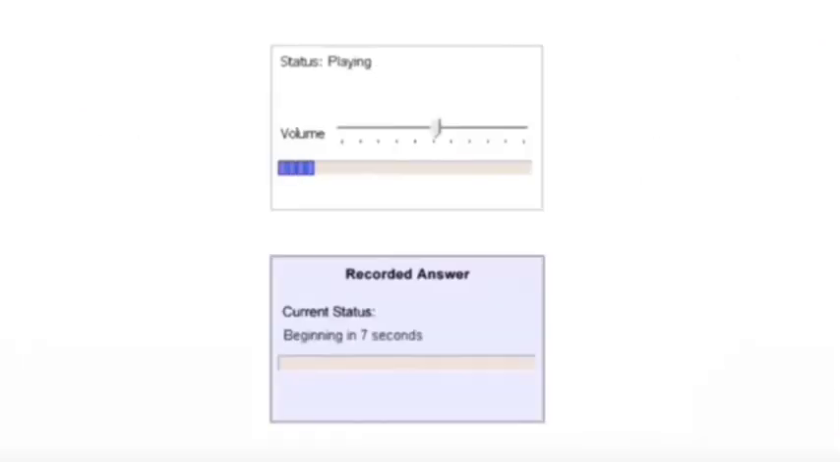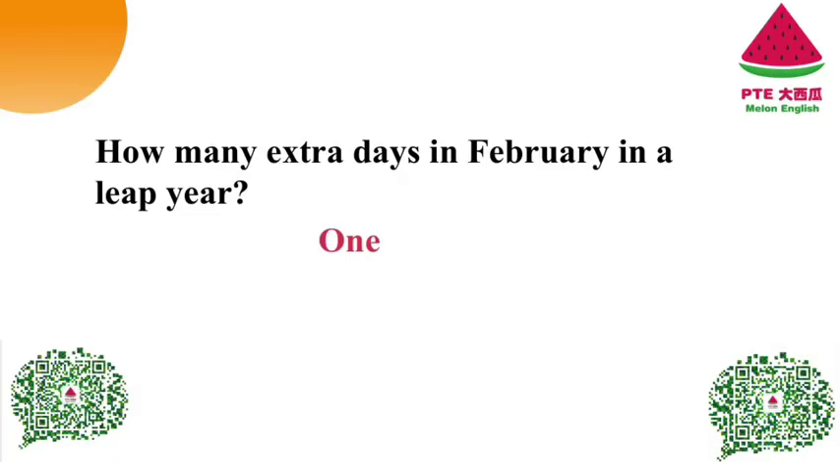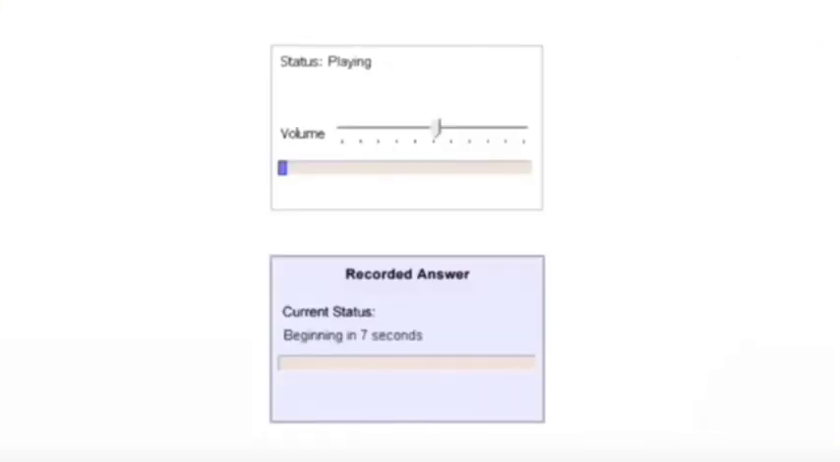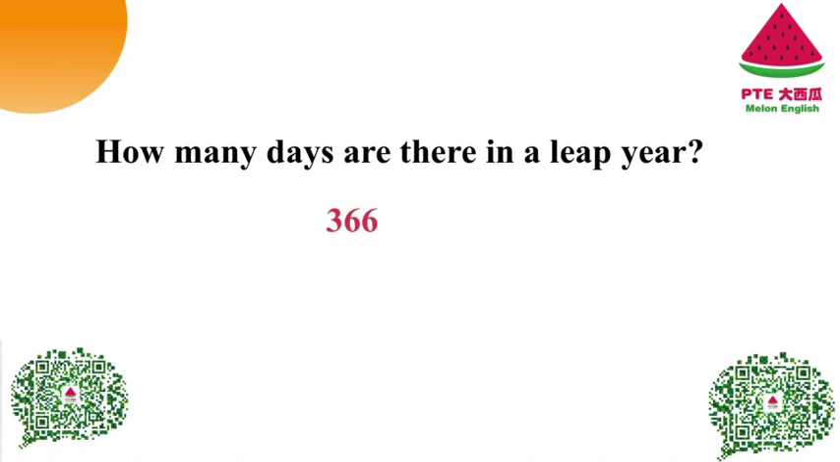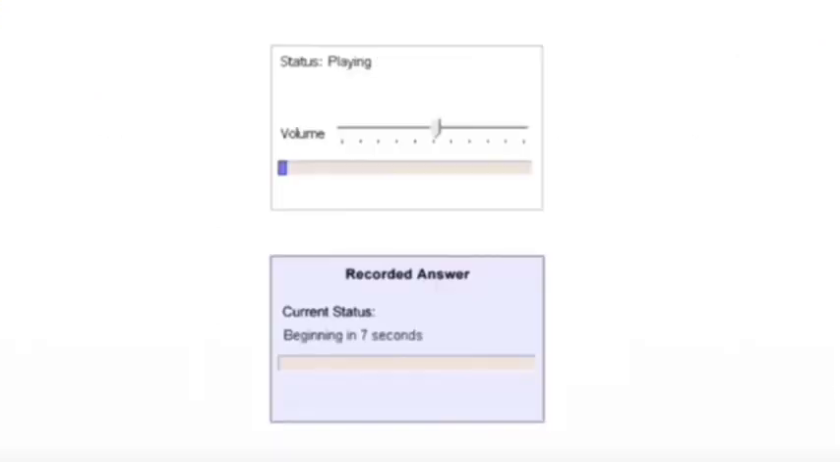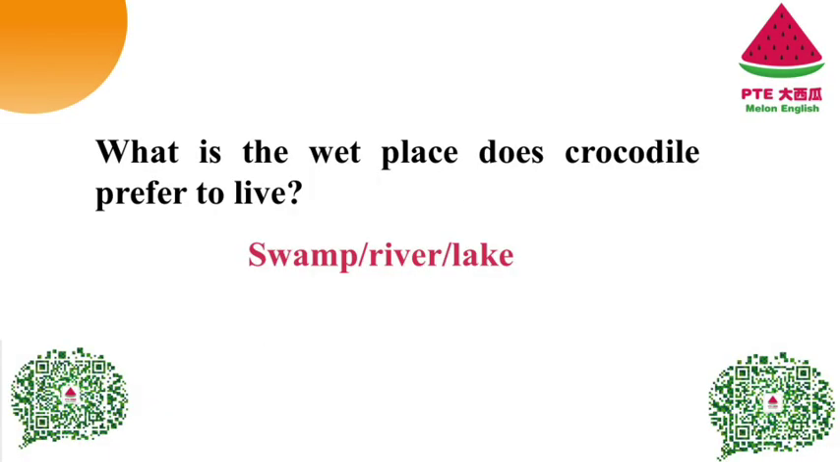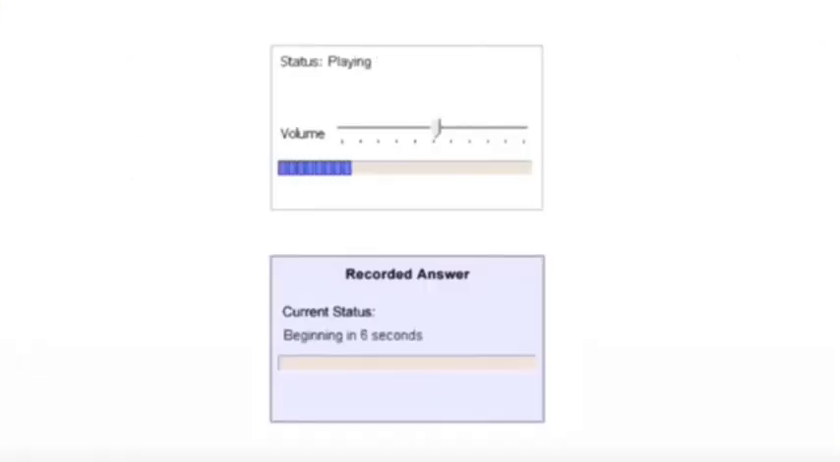How many extra days in February in a leap year? 1. How many days are there in a leap year? 366. What is the wet place does crocodile prefer to live? Swamp, river, or lake? Computer, telephone, and typewriter. Which one is first invented? Typewriter.